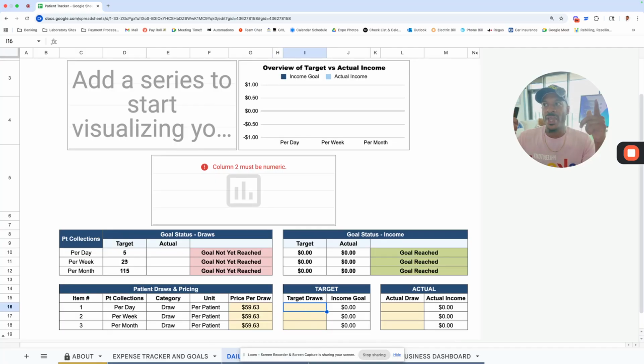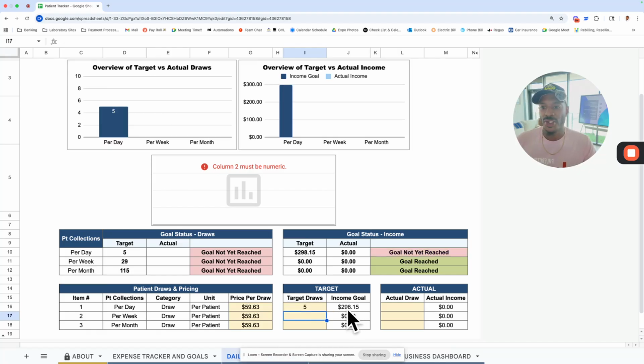So now we have an idea. We have a specific target amount of people we want to see. We know what our charge fee is going to be, but we now need to know what our target income is going to be for our mobile phlebotomy business. So if our target draws is 5, we're going to enter 5 right here, okay? So now we're going to see $298.15 is what we're going to be targeting to make if we do see those 5 patients in a day. You see how that works?